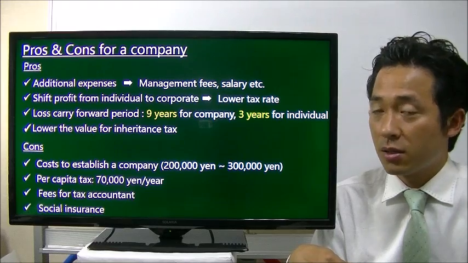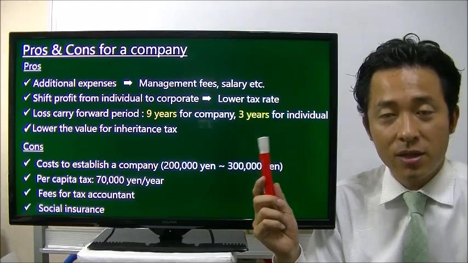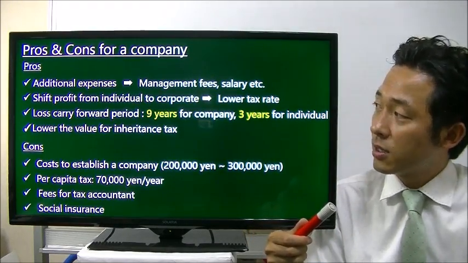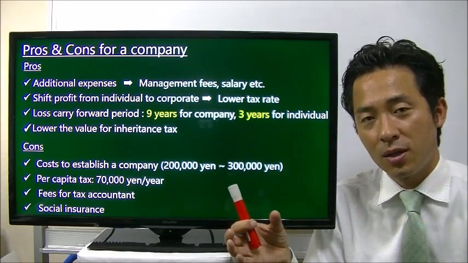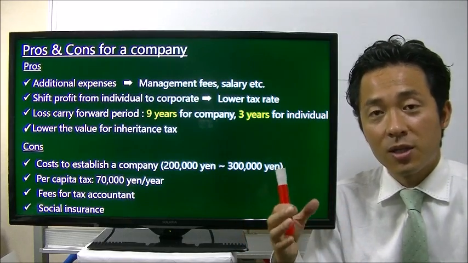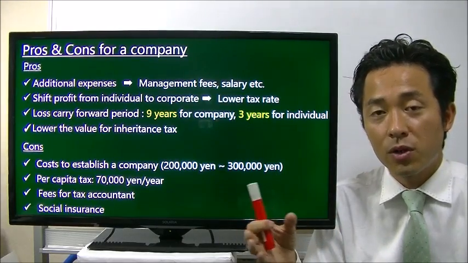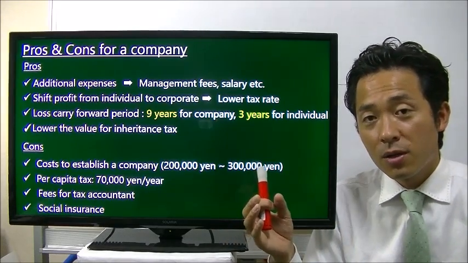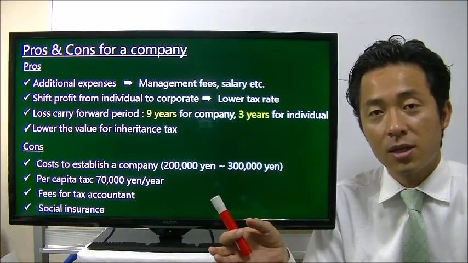So let me summarize the pros and cons of establishing a company. By establishing a company, you can recognize additional expenses such as management fee and salaries, and you can shift the income from individual to the companies. The company's corporate tax rate is fixed, so you maybe can save the tax if you're making a lot of the rent income. And individual can carry forward the loss only for 3 years, but the company can carry forward the loss up to 9 years. And the evaluation for the inheritance tax become lower.